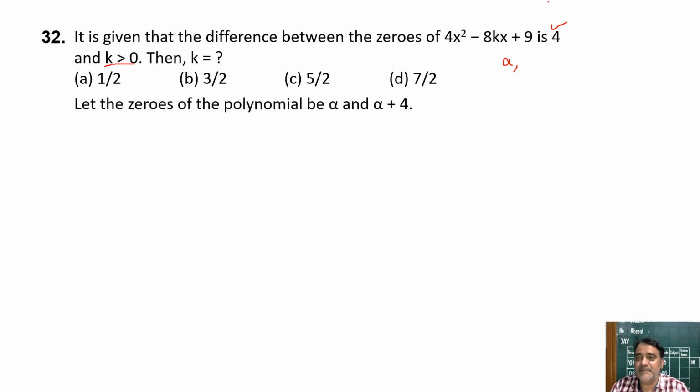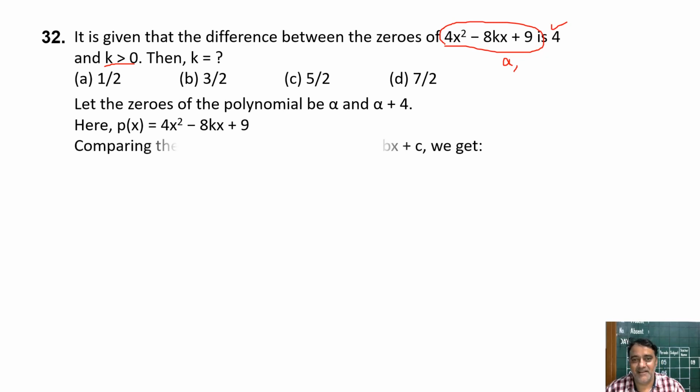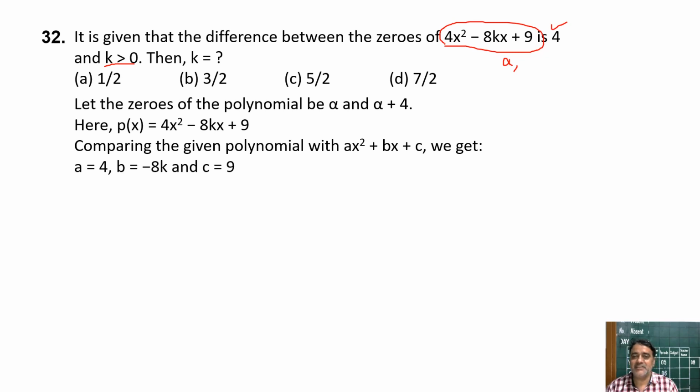Now we will compare the given quadratic polynomial with the standard form, that is ax square plus bx plus c. Now you tell me what is the value of a? 4. What is the value of b? Minus 8. Very good. What is the value of c? Plus 9. Right. Now the sum of zeros formula is minus b by a.